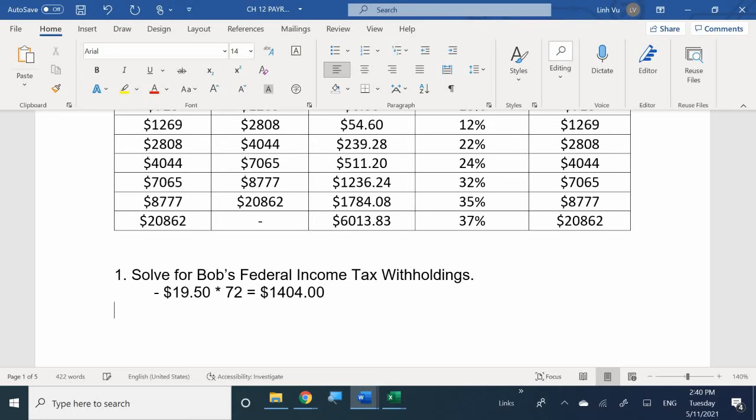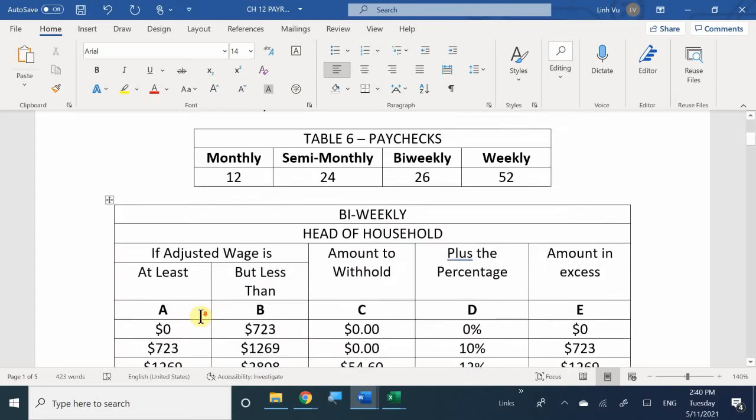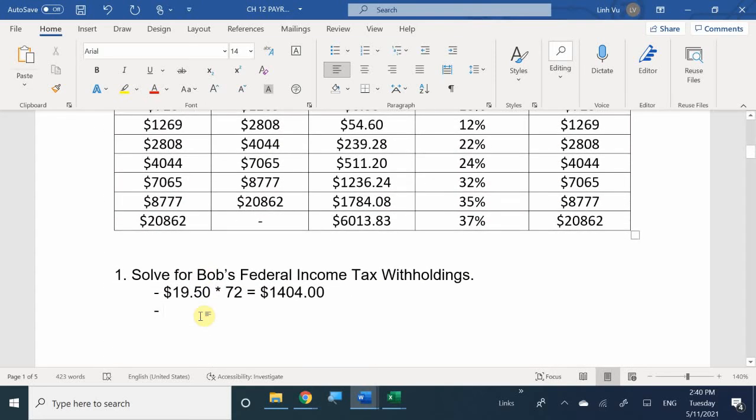Now, part 2A asks to add any additional income from jobs that are not his primary job. Does he have a secondary job? No. So that's automatically 0. On top of that, I didn't talk about any deductions, so in this case those are just 0. That means the adjusted gross earnings is going to be $1,404. So now step 2 is ready.